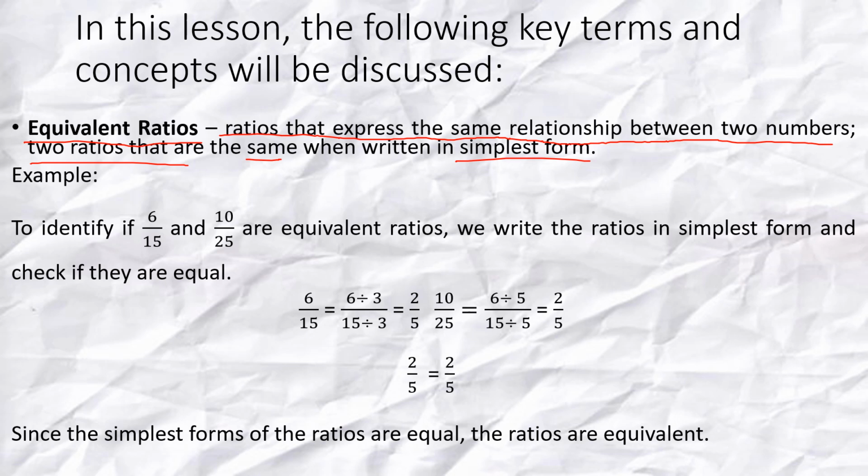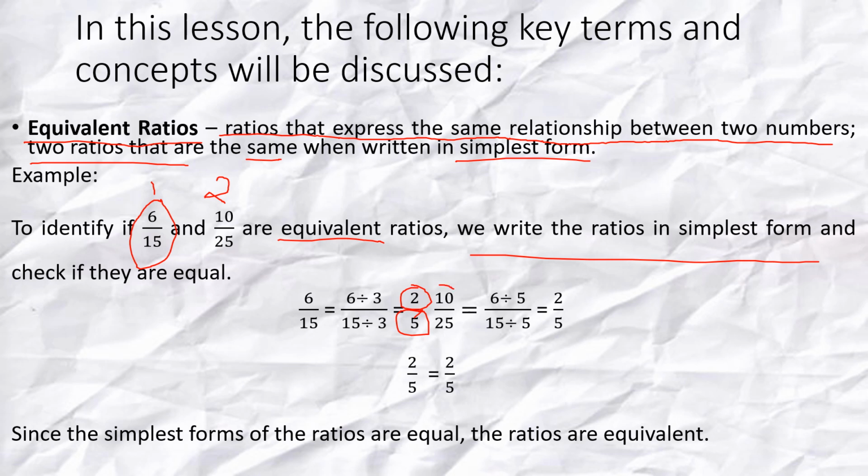For example, to identify if 6 over 15, this is the first ratio, and 10 over 25, our second ratio, are equivalent, meaning equal, we write the ratios in their simplest form, and then check if they are equal. So let us first simplify 6 over 15. 6 over 15 has a GCF, or greatest common factor, of 3. So we divide 6 and 15 by 3. 6 divided by 3 is 2. 15 divided by 3 is 5. So therefore we have 2 over 5.